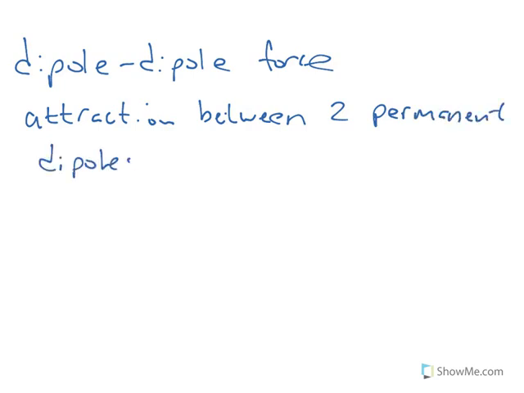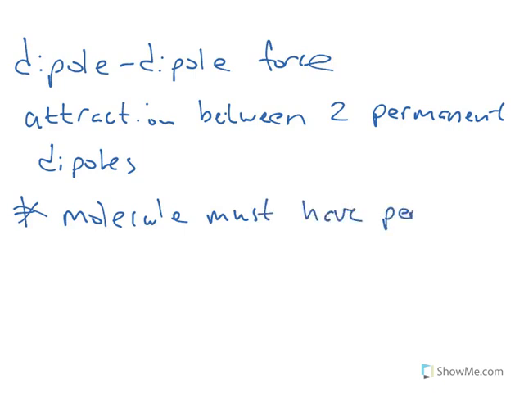dipoles. So London dispersion was all about temporary. Now we're dealing with permanent dipoles. So in order to participate in this force, if you will, you have to have a permanent dipole. The molecule must have a permanent dipole.